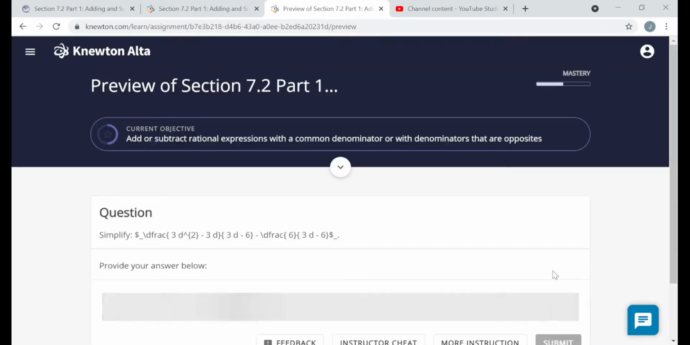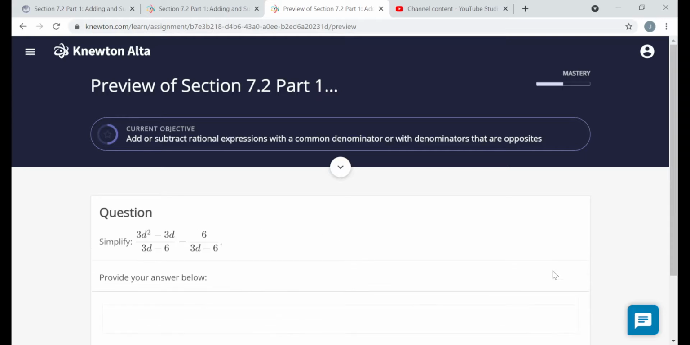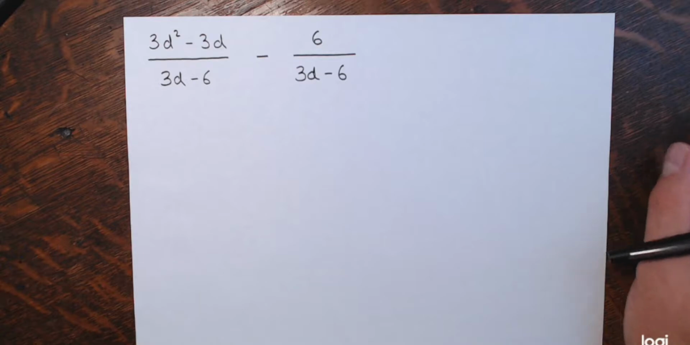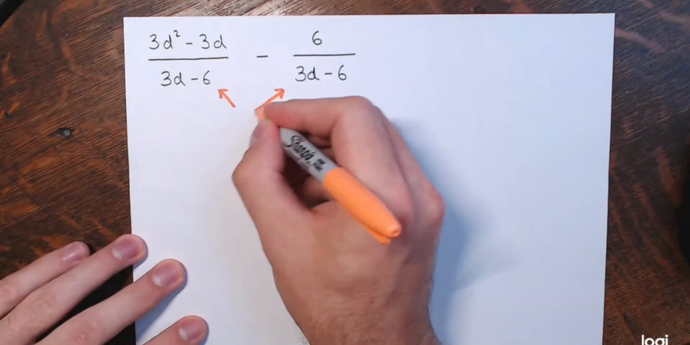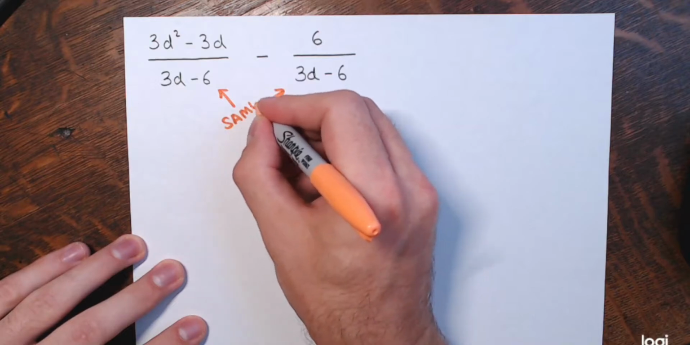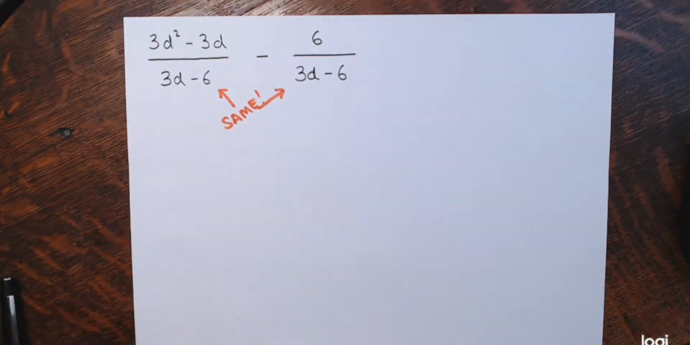So same objective, third question. Now this time, we're given an even easier problem, because if you look at these fractions I'm subtracting, they both have the same denominator already. They both have this denominator of 3d minus 6. So these denominators are already common, and that's what I want.